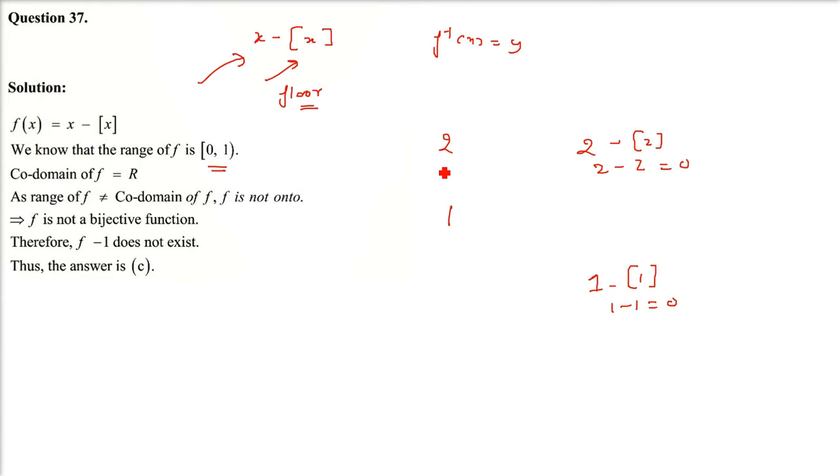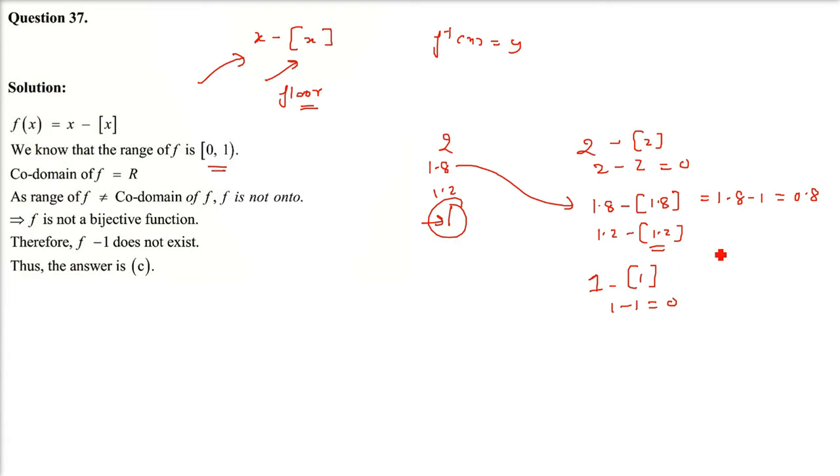Now take any other value between 1 and 2, say 1.8 and 1.2. When you take 1.8, it will be 1.8 minus the greatest integer function of 1.8, and as I said, it will be a floor function, so this will be 1. So 1.8 minus 1 will be equal to 0.8. Take 1.2, same logic. 1.2 minus 1, because the greatest integer function of 1.2 is 1, floor function. So this is going to give you 0.2.